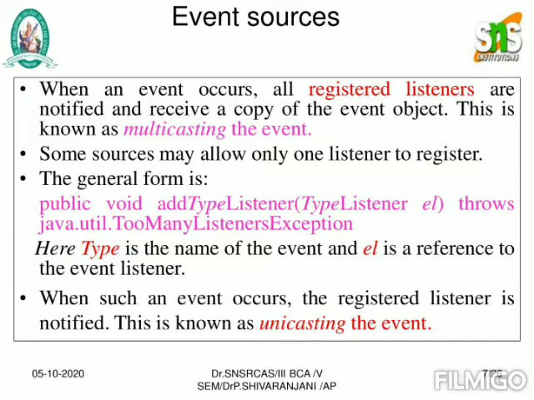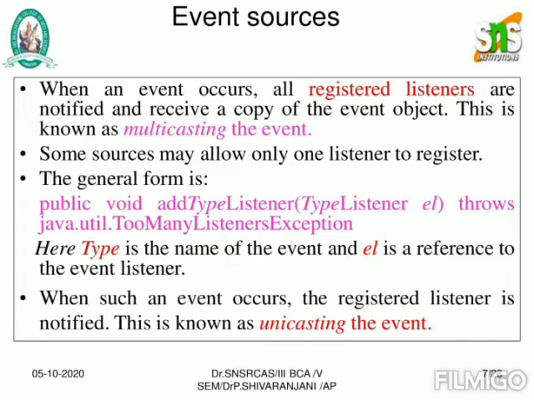Some sources may allow only one listener to register, so only one event can be registered. When the user is pressing multiple options, there will be some ambiguity, so one source will register for one listener. The general format of the listener is public void add Type Listener, with a parameter Type Listener el. Here el is nothing but the reference used for the particular listener.